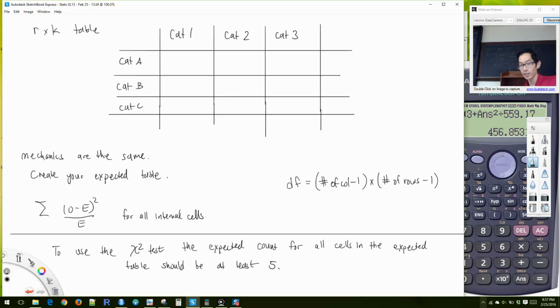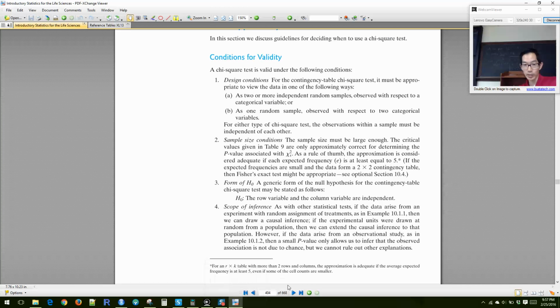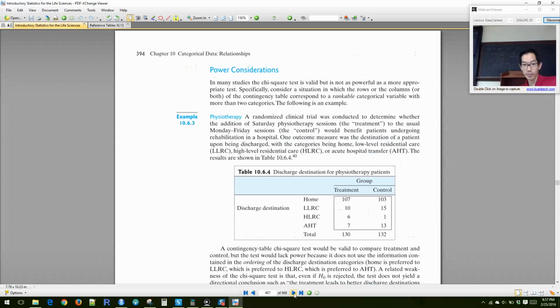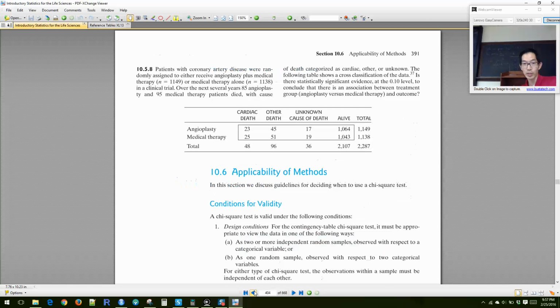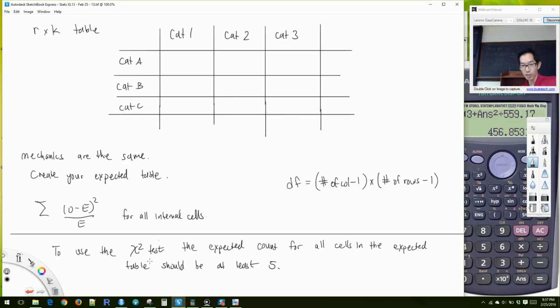The other way is you can apply the non-parametric Fisher's exact test. That can also be applied, but we're not going to cover that. So all we're going to say is if you're going to use a chi-squared test, you should make sure that it's at least 5 in your expected counts table.